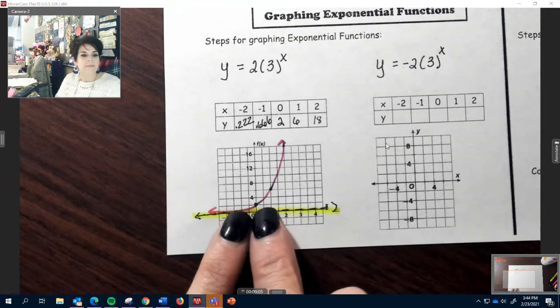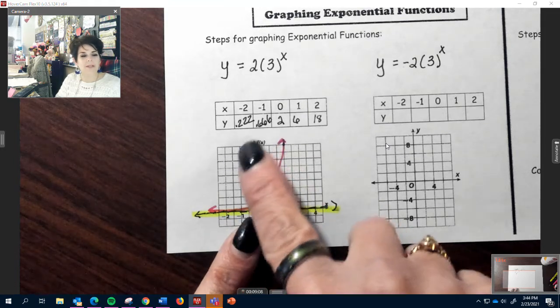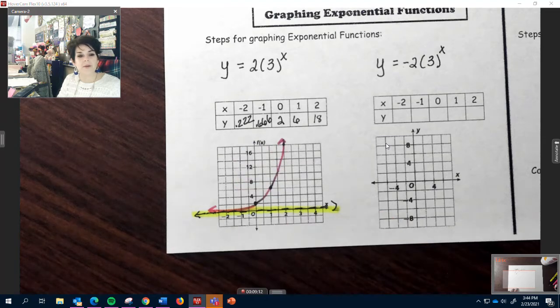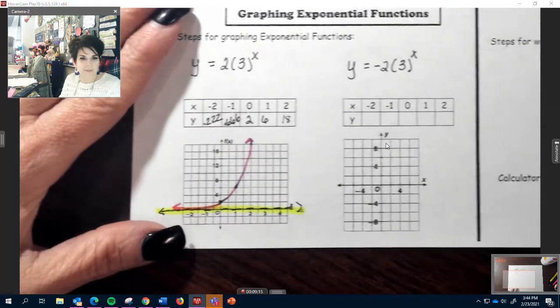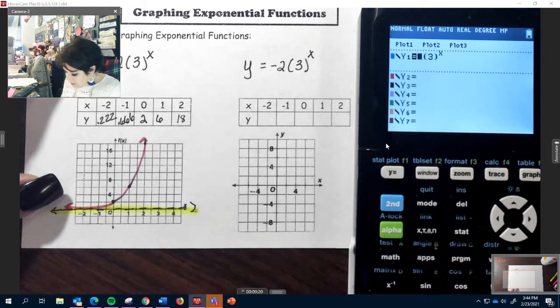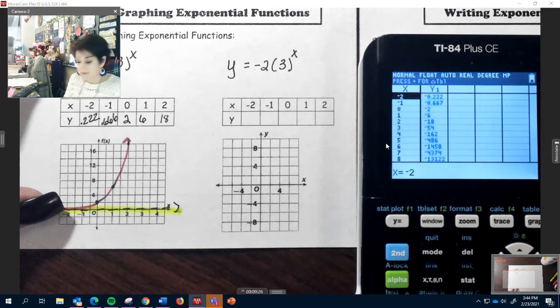The domain, all real numbers. The range, the y value is always up here, so the range is y is always bigger than 0. You could put those on there if you just wanted to have some extra notes. All right, so here we go. Y equals, I'm going to insert a negative. It's the same equation. There we go. We're going to put those in.